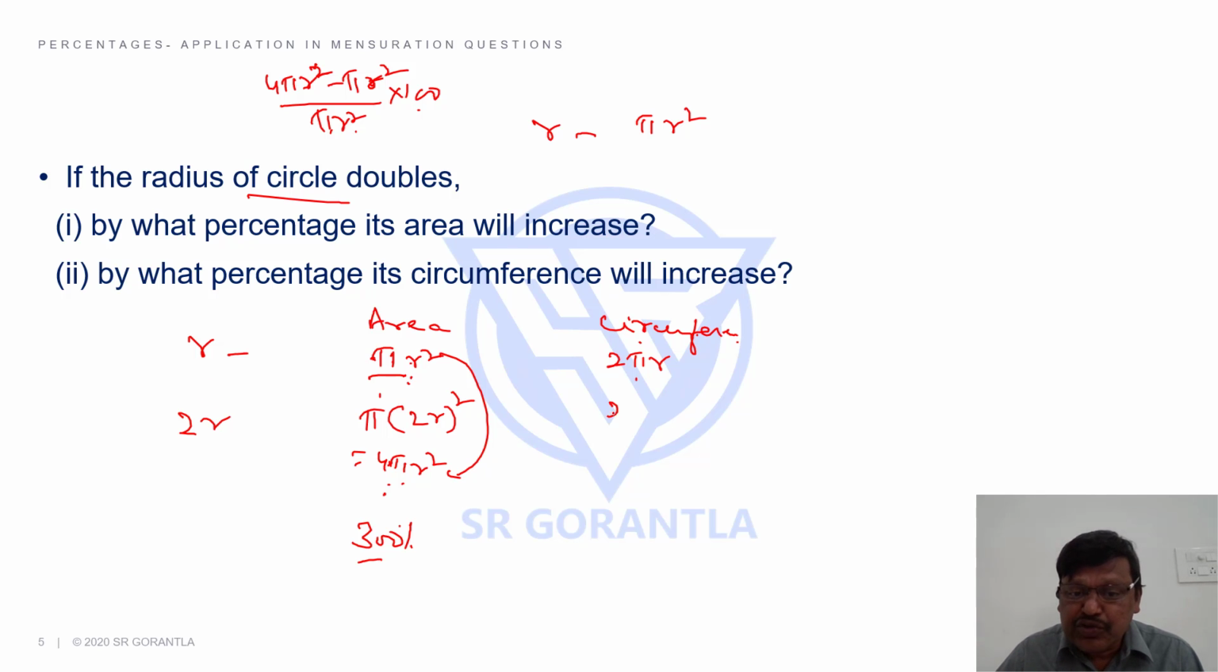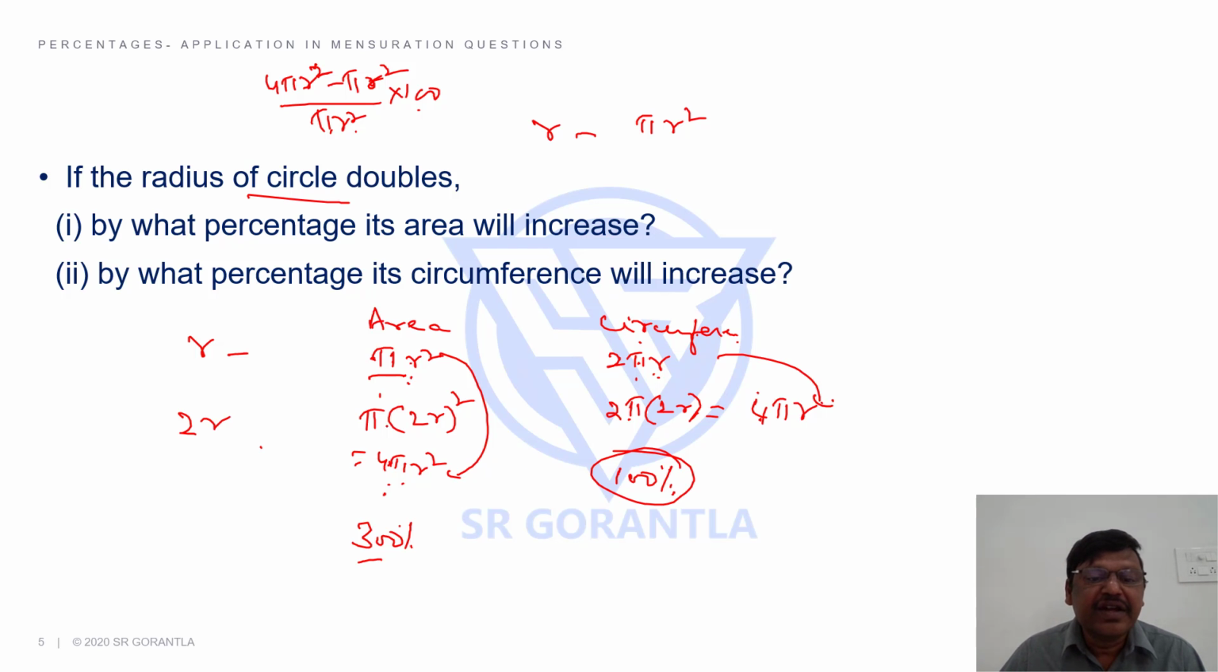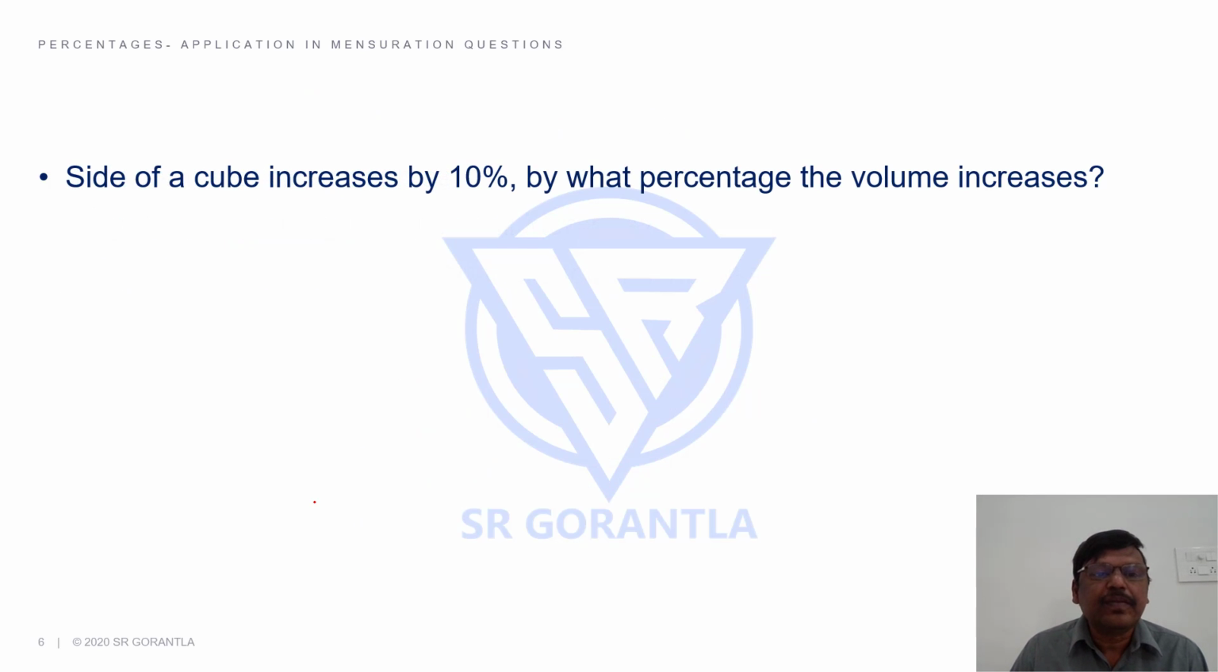What about the circumference? 2 pi into, in the place of r, I should write 2r. It will be 4 pi r. If it is 4 pi r, it is doubling. If it is doubled, what is the percentage increase? Just now I told you, 100%. If it is getting doubled, 100%; if it is getting 4 times, it is 300%. Right? Let's take up one more example.